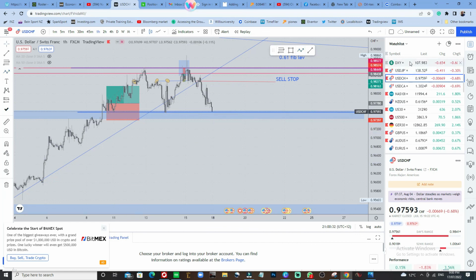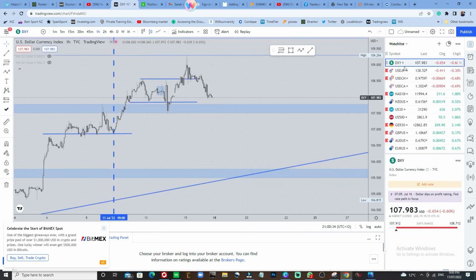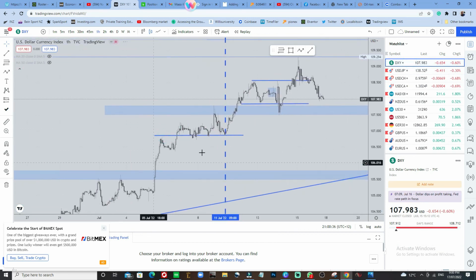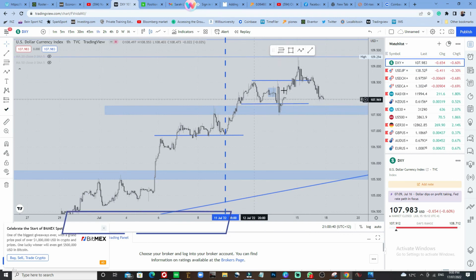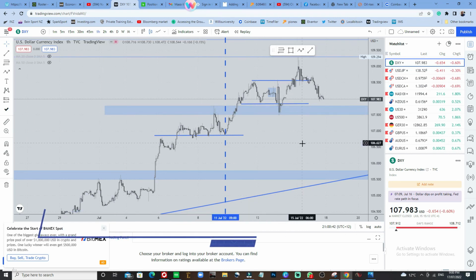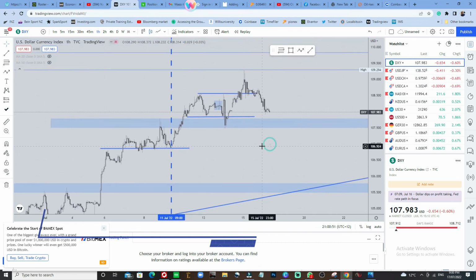Now let us just look at the US dollar. Now the US dollar in the week has actually gained strength, but at some point in time it consolidated a bit, and that of course will have a direct and a corresponding impact in the US pairs.